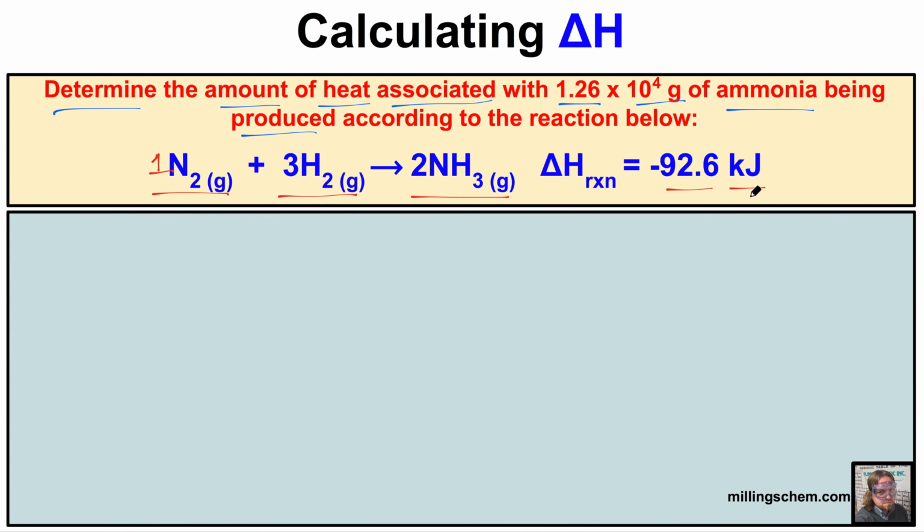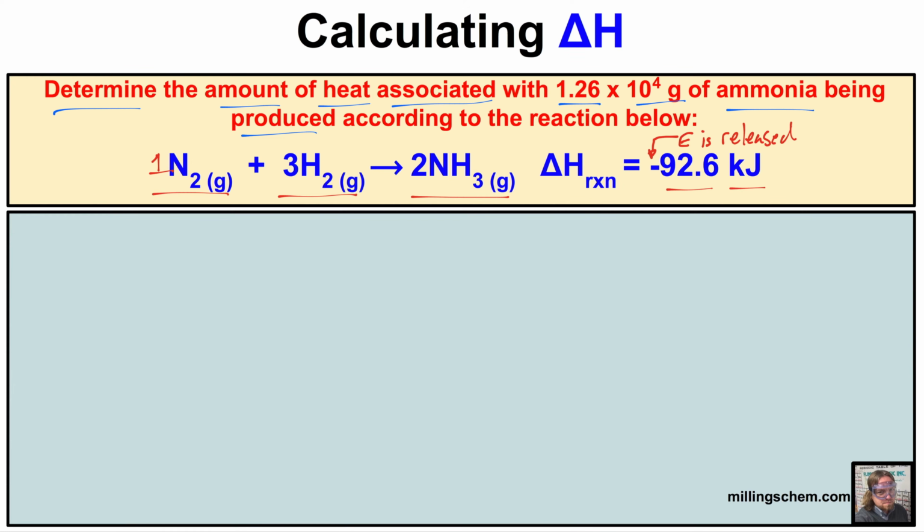92.6 kilojoules of energy in the form of heat is going to be released. This little negative sign here means that energy or heat is going to end up being released by the chemical reaction. So that's what's going on right here.